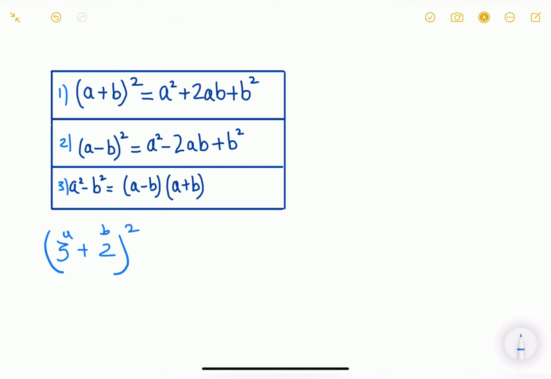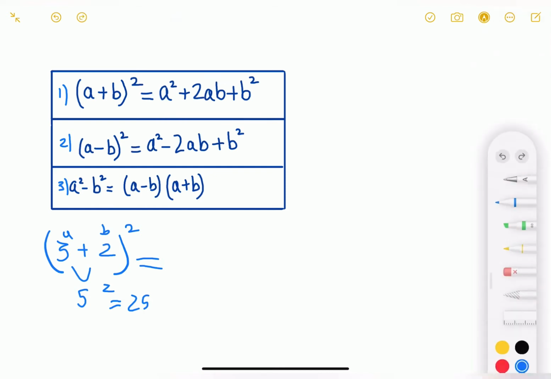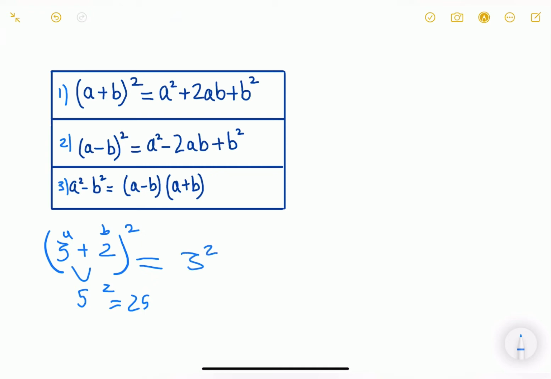So what's 3 plus 2? 3 plus 2 is 5, and what's 5 squared? 5 squared is 25. It's saying that this is equal to this, and let's test it out. So what's A squared? We said A is 3, so 3 squared is 9, plus 2AB, plus B squared.